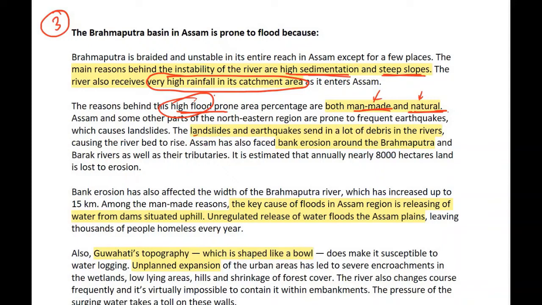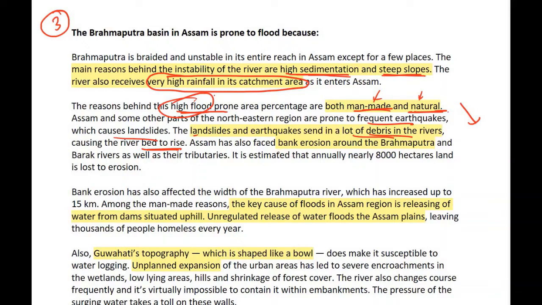So what happens in this region? Landslides and earthquakes, a lot of frequent earthquakes occur and landslides also occur. Earthquakes cause landslides as well. So the landslides and earthquakes send in a lot of debris into the river. बहुत सारा जो material है वो जाके river में dump हो जाता है. इससे क्या होता है, river का जो bed है वो rise हो जाता है. When the river bed rises, it makes it more prone to flooding, right? So this is one factor.